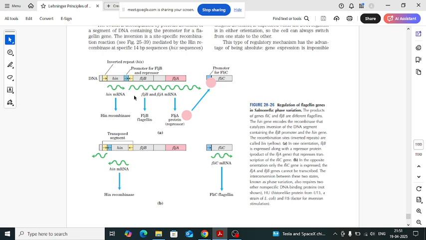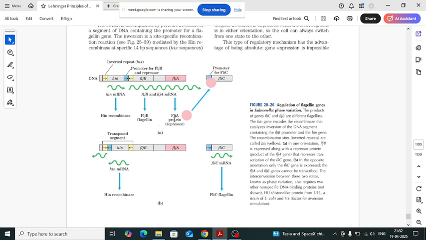So after that we will see the regulation of the flagellin genes in Salmonella, right? So in Salmonella there is a cluster of genes like hin, fljB, fljA. This hin mRNA encodes a protein called Hin recombinase, and fljB and fljA mRNA will encode the FljB flagellin and the FljA protein.